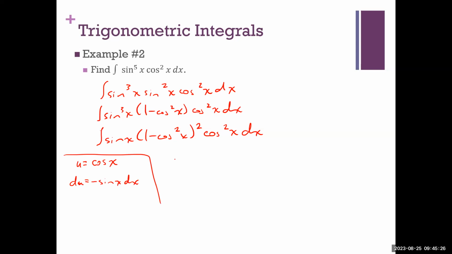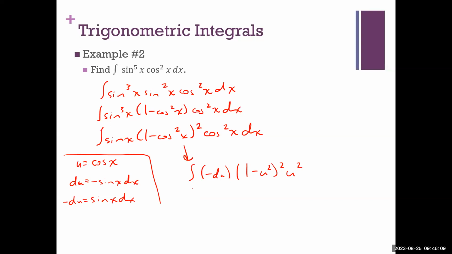So let's start putting things in. Can we also say that negative du is equal to sine of x? So now this integral becomes the integral of negative du times 1 minus u squared times u squared. That looks weird to write it that way, but I think it's true. We okay with that? Is that an integral we can actually do? I don't want to do it the way it's written, but I think we can do it.